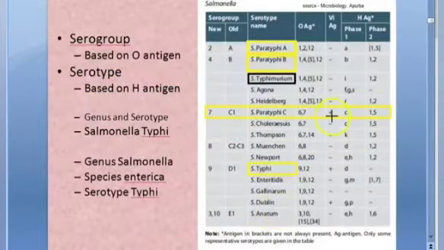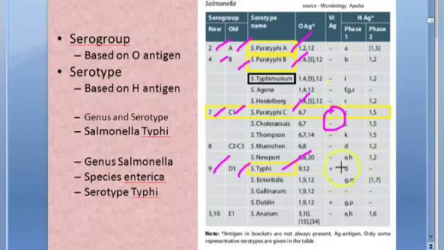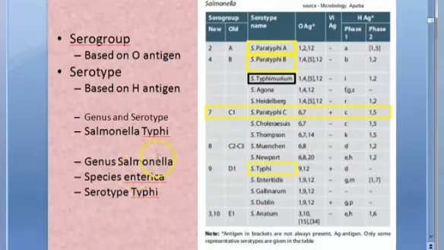So, this is the table from the textbook. Look at this: Salmonella paratyphi A, paratyphi B, paratyphi C, and typhi. The old serogroups are A, B, C1, D1. Now, the new serogroups are 2, 4, 7 and 9. The VI antigen is present in Salmonella paratyphi C and Salmonella typhi. The phase 1 antigens in the H antigen are A, B, C and D. And for phase 2 antigens, we are not going into the details. So, this is what you have to know.